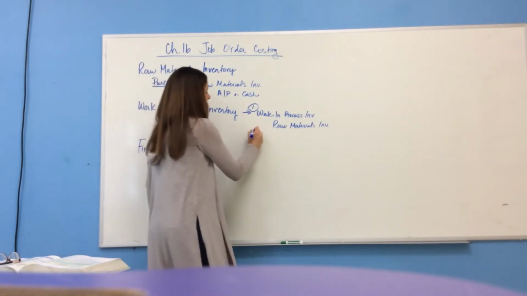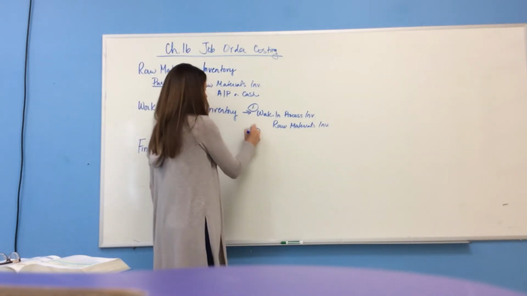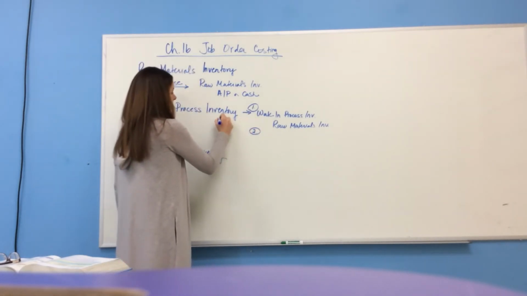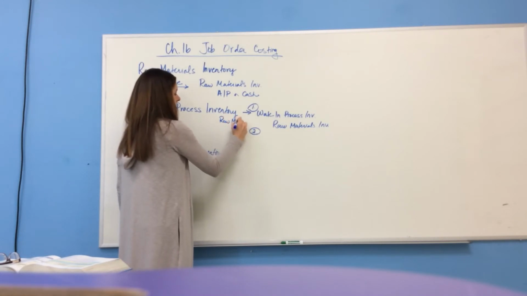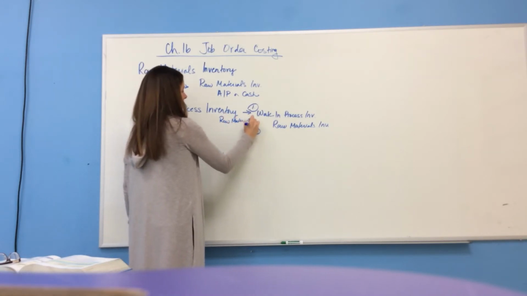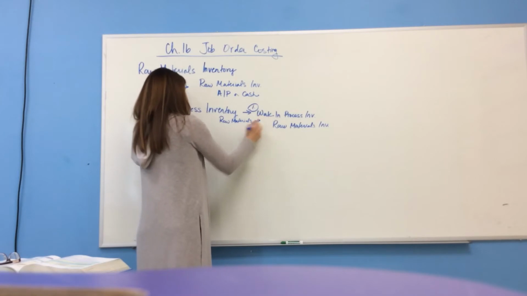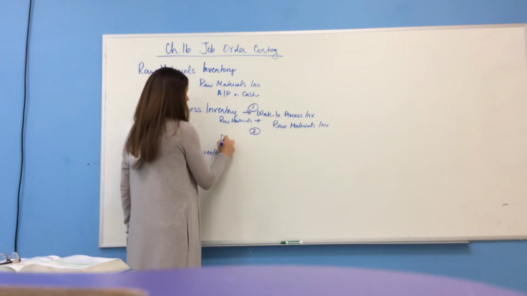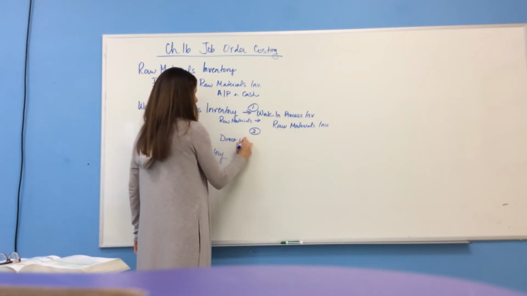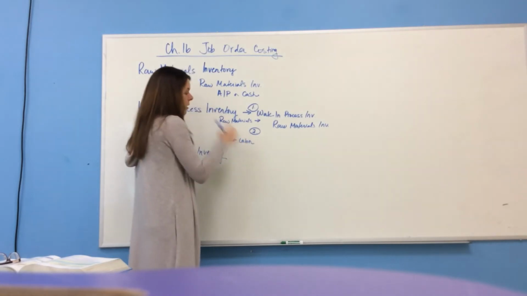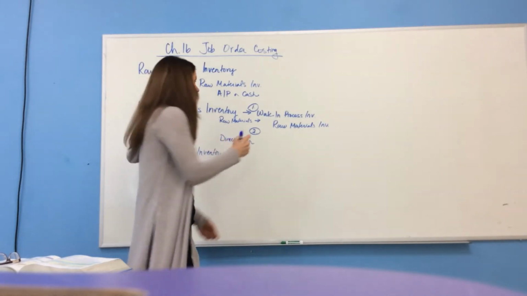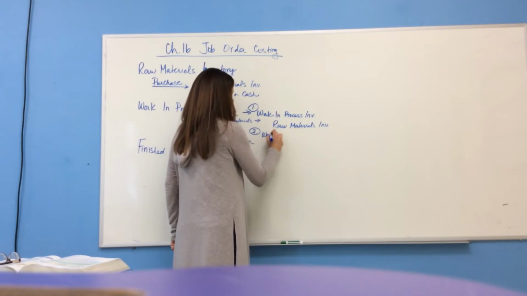All right, the second way to debit work in process inventory, and this is putting in goods, right? So this is putting in raw materials into the process. And this, in number 2, is going to be putting in direct labor. So once you add the direct labor, you're going to debit again work in process inventory.